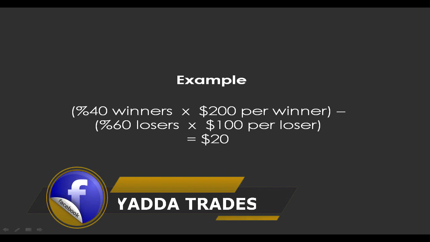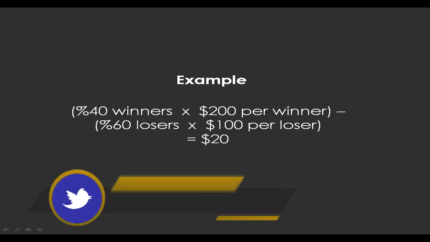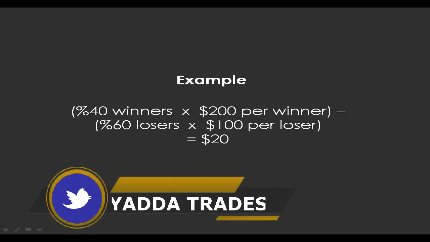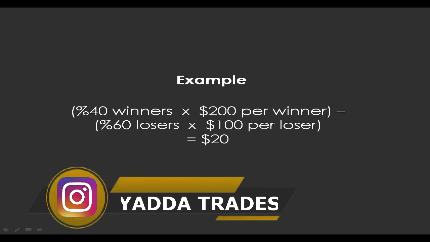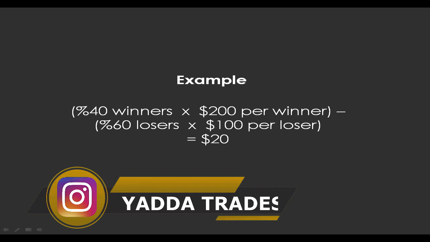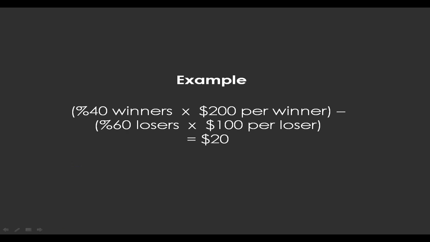If this was 0, there would be no edge. And if it was a negative number, which would be the case, let's say, if your losers were $200 and your winners were only $100, that system would be a losing system. If you kept trading it, you would be losing money over time. And that's what the casino does. It makes it a losing system for you. So the system in the casino gives you a negative expectancy and gives the casino a positive one.